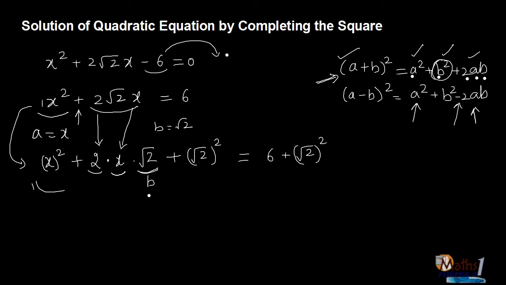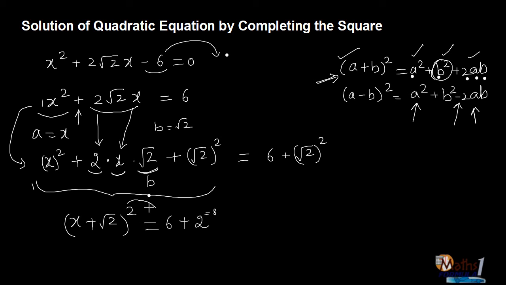Now this whole thing, according to what we wrote, is going to look like a plus b whole square. A is x, b is root 2. So I get x plus root 2 whole square equals 6 plus root 2 whole square, which is 2. So this gives me 8 here, right? If I take the square root, x plus root 2 equals square root of 8.